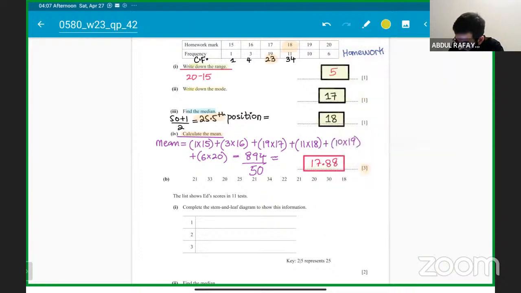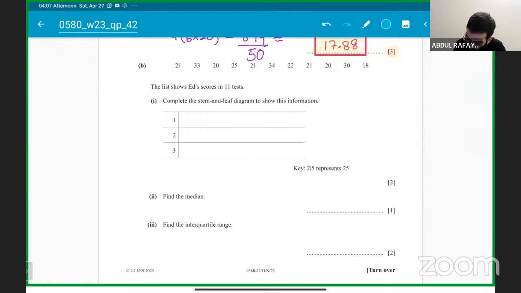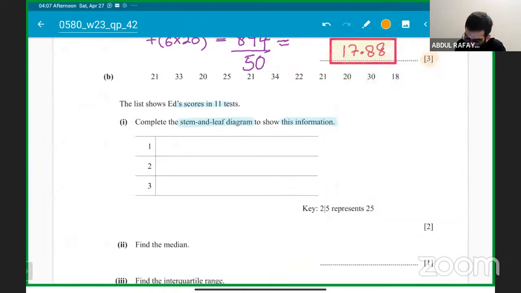So we have done almost 17 point, and the last is very simple and easy. They are testing you on the stem and leaf diagram. Okay, that is shown in this information. So we have to do the stem and leaf diagram and find out median interquartile range as well. So let's quickly do that.